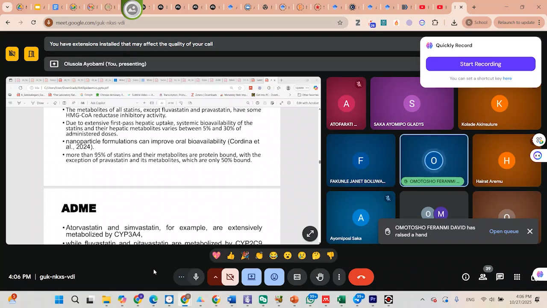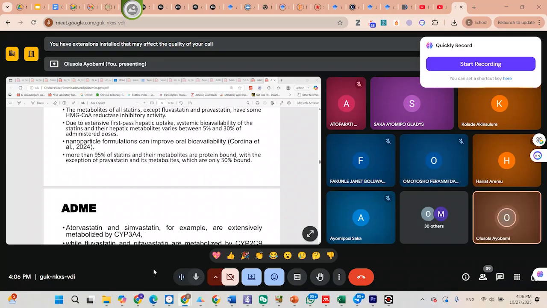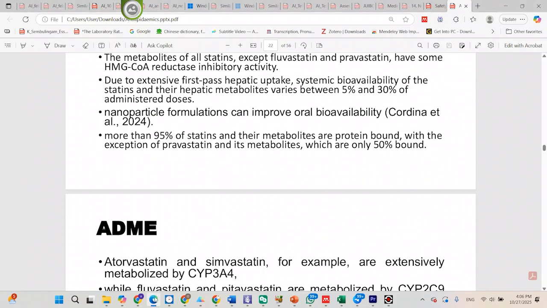Is the amount of drug that reaches the systemic circulation in the unchanged form? Through the what? In the unchanged form. Unchanged form. That's the perfect definition. It has to be in the unchanged form, not the metabolite reaching the systemic circulation. Okay, so that's why I'll give 100 for that definition. It has to be in the unchanged form. All right, thank you, Omotosho.